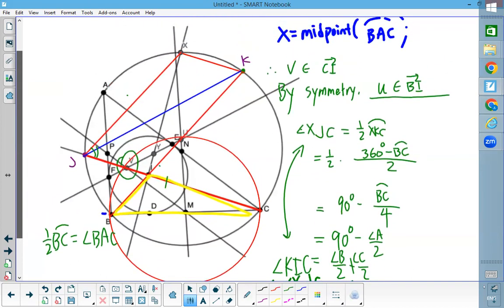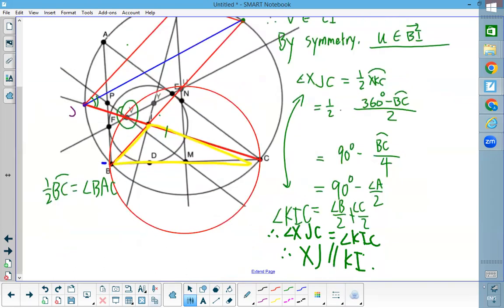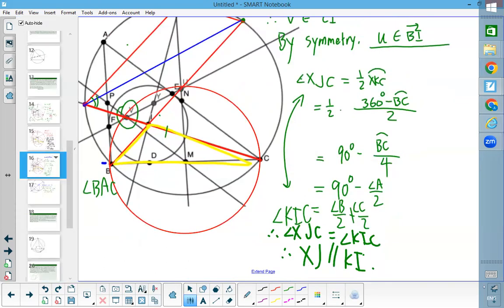The next thing is we want to prove that the other two lines are parallel. To prove that XJ is parallel to KI, we used the fact that corresponding angles in a transversal are equal. To prove that XK is parallel to JI, we need to use the fact that same side interior angles add up to 180 degrees. That's the other one we're going to do, so I'm going to duplicate the slide here.